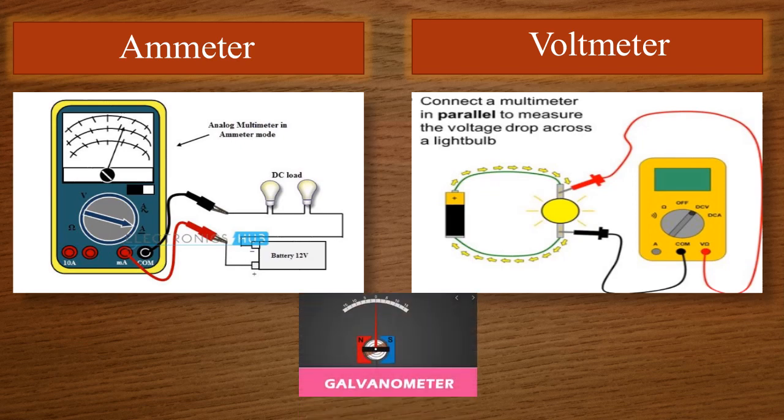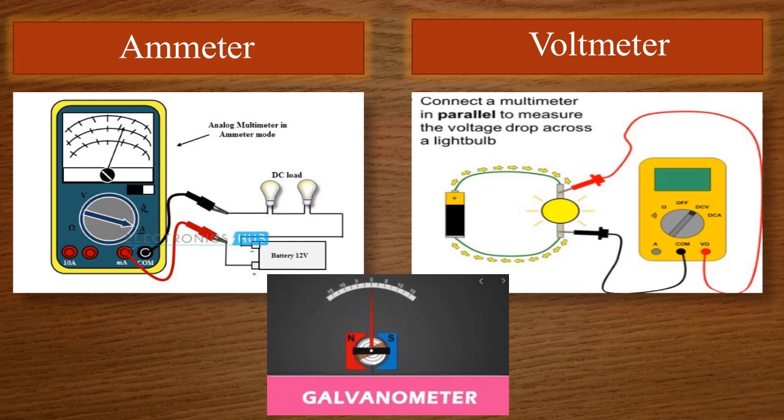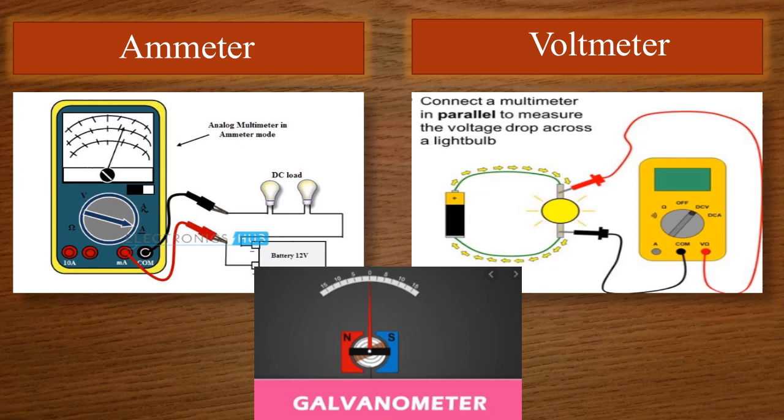A galvanometer helps us. But how? This galvanometer helps us to know the measurement in the ammeter and voltmeter.